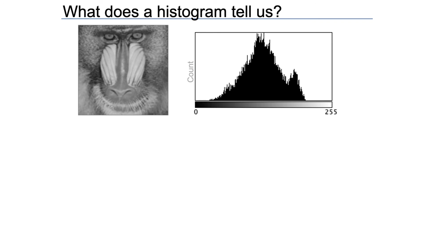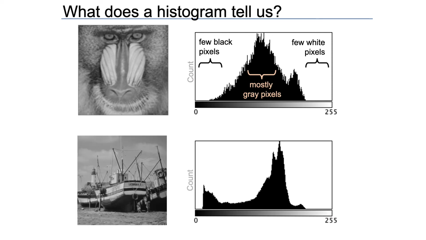So a histogram is actually a very informative plot of what kind of intensities are in our image. For example, for this histogram, we can see that there are very few black pixels and very few white pixels. The majority of these pixels are mostly gray, centered right about the center of the intensity values. Let's take a look at another image.